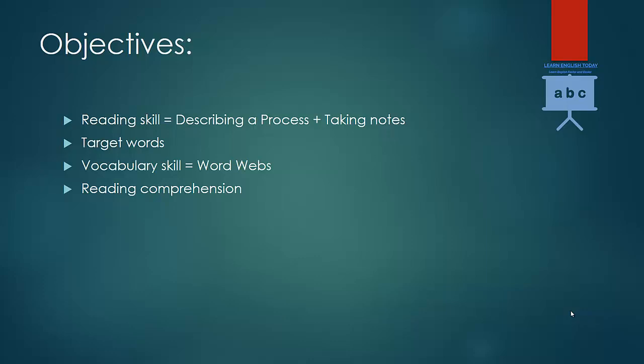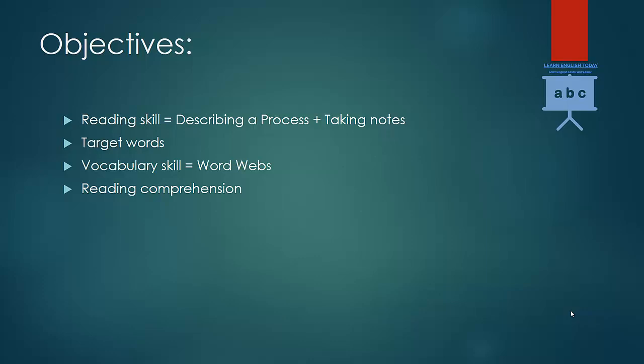The first one is our reading skill. Today we're going to cover the two most important reading skills, which are describing the process and taking notes. The next one is target words, what words we'll have in today's passage.